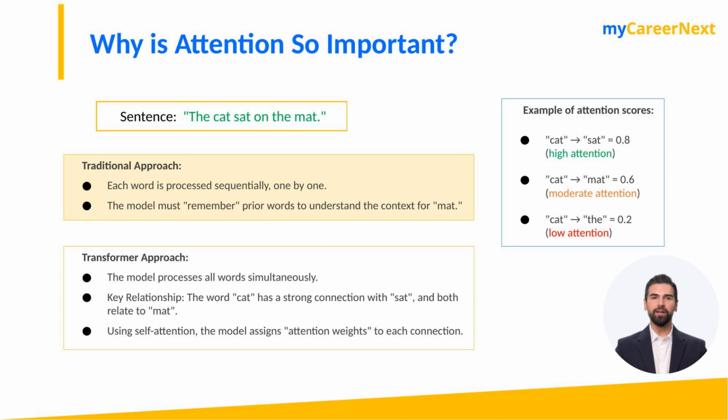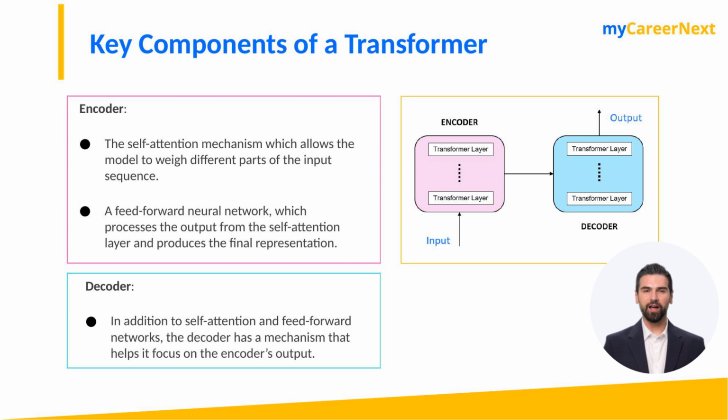The self-attention mechanism allows the model to assign different weights to different words in the sequence based on their relevance. For example, the model will focus more on the connection between cat and sat, while it might give less attention to the word the. Now, let's break down the main components that make up the transformer architecture. Firstly, the transformer is built on an encoder-decoder structure, where the encoder processes the input data and the decoder generates the output. Let's look at each part in detail.